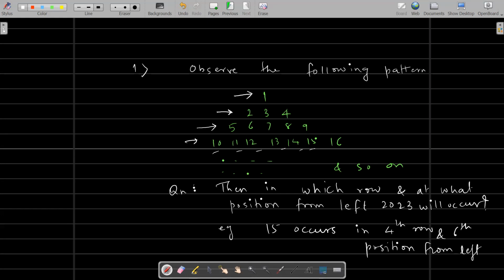Sir, is my answer there? Yeah, the row number is correct. The position I think is a little bit misplaced. Shall we start the discussion?